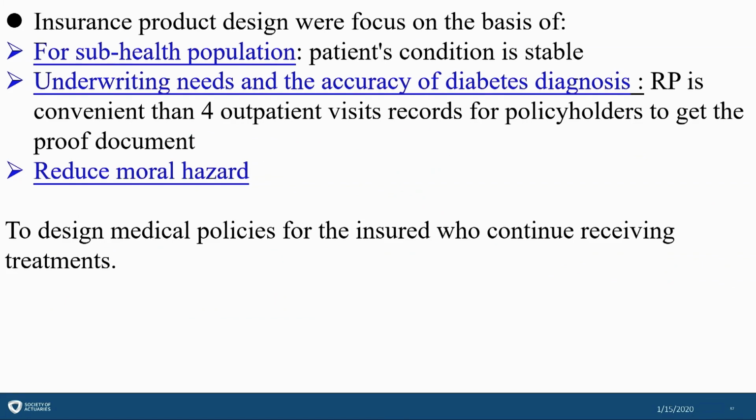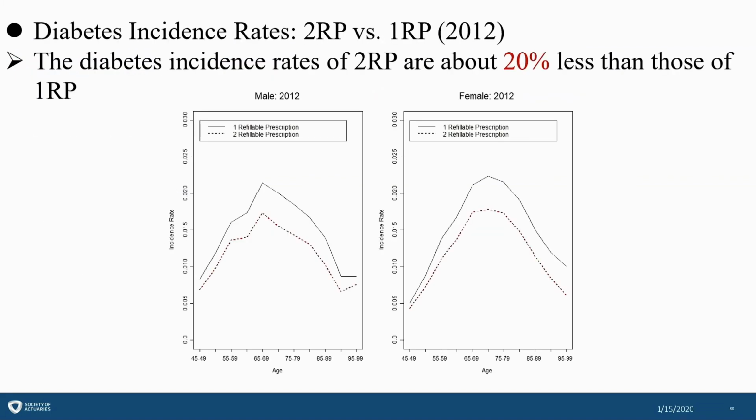The patient's condition must be stable, okay? For the underwriting needs and the accuracy of diabetes diagnosis, RP is more convenient than outpatient visit records for the policyholder to get the approval document. So we use the RP, and we must have a free operation period to reduce the moral hazard, to design the policies for insureds who continue to receive treatment.